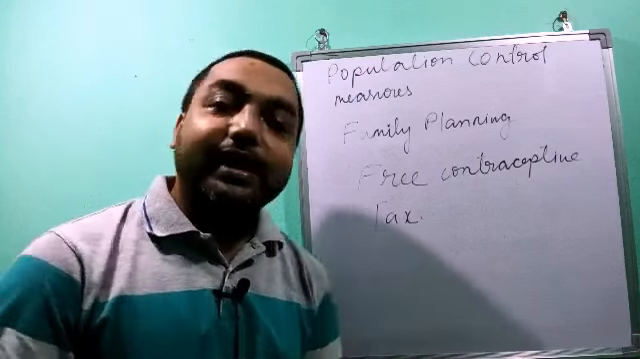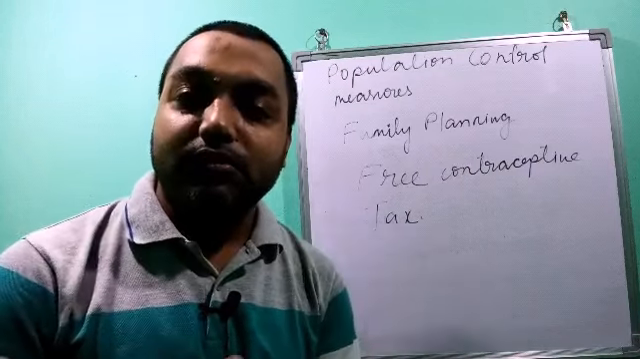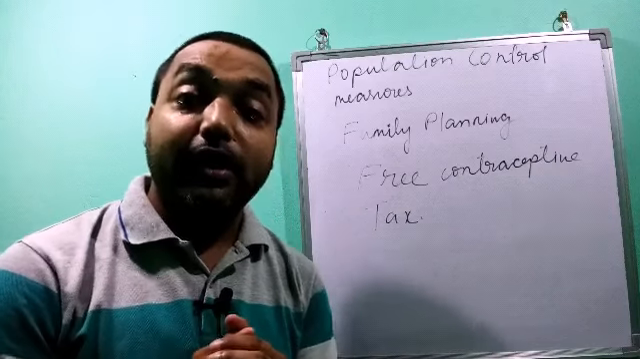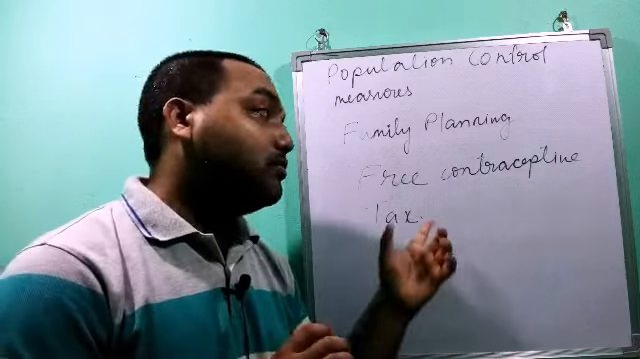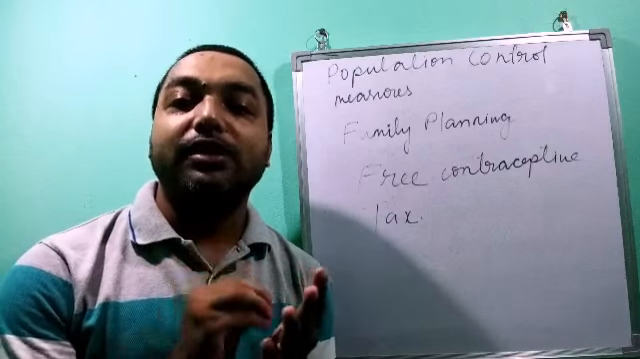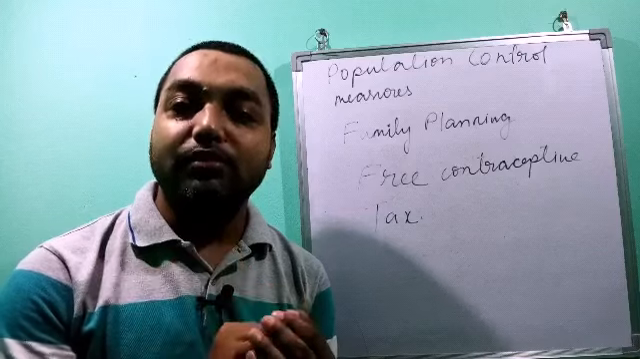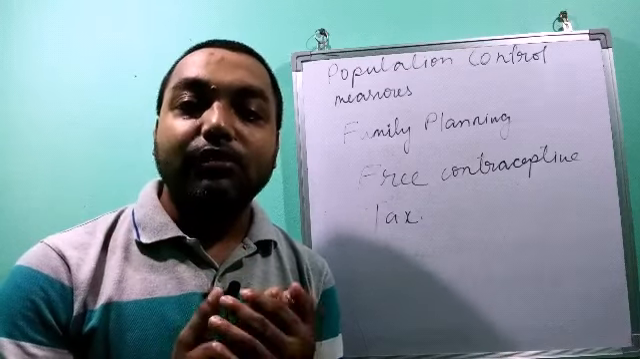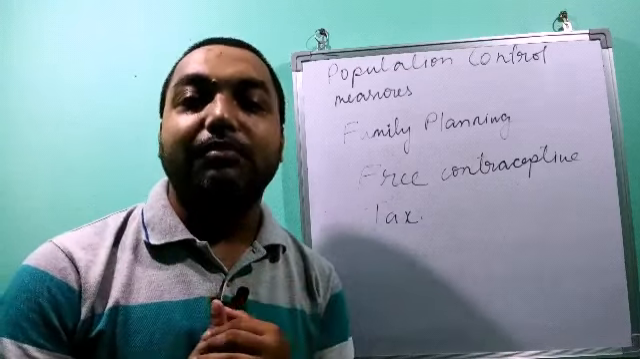Next, a tax disincentive should also be applied on families where the population is more. If they give birth to more children, then tax should be imposed on them so that other families will take example from them and control their population.